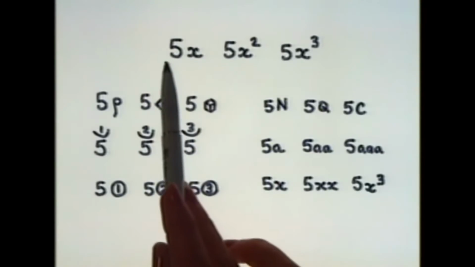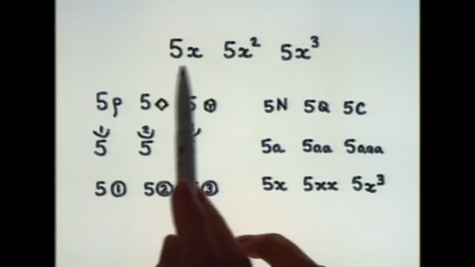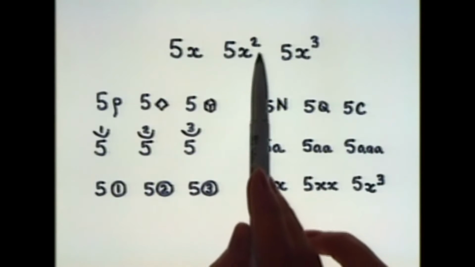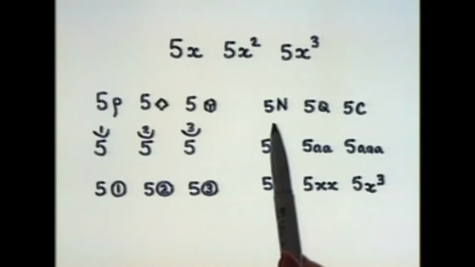Here we have the notation we would use today. 5x, I just picked 5 because I felt like it. I could have picked any number. 5x squared and 5x cubed. I'm sure you know how to read those.